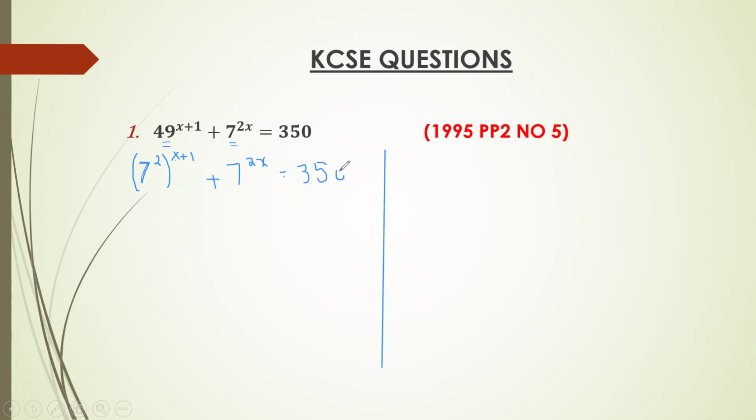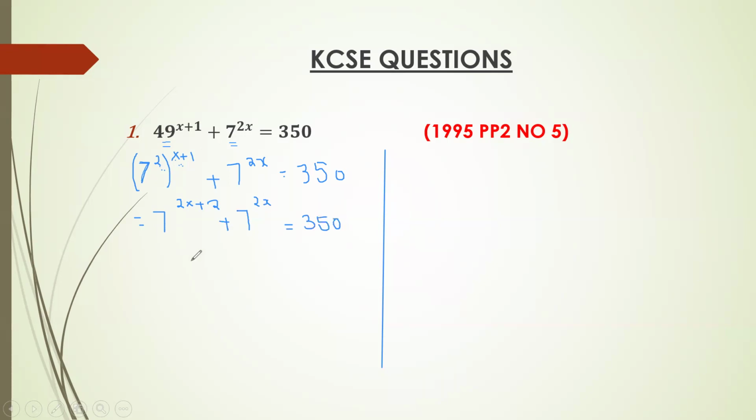So, sasa uki open up, remember we have powers hapa. Kuna 2 na kuna x power 1. So nimesema utazimultiply hizo powers. So 2 times x ni 2x, and 2 times 1 ni 2. Most of the students wasahau ku multiply na 1, which is a common mistake. So plus 7 power 2x equal to 350.